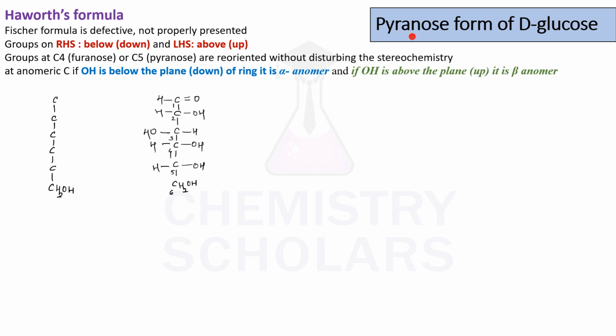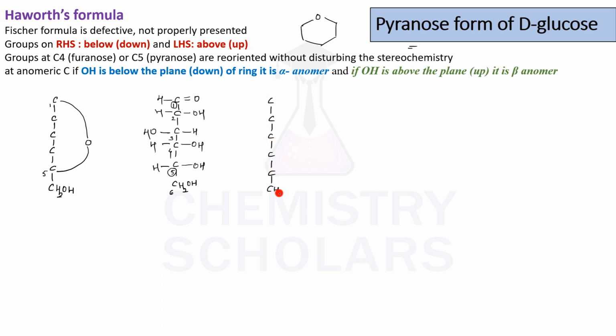We want a pyranose formula. Pyranose is a six-membered ring. This is your pyran, so six-membered ring. So to get a six-membered ring, cyclization has to take place between the first and the fifth carbon atom. So when cyclization takes place between first and fifth, let's draw the oxide ring between first and fifth carbon atom. Same thing you can draw over here.